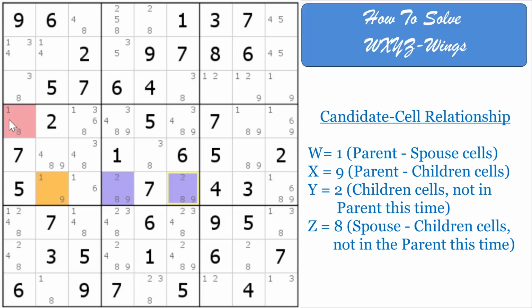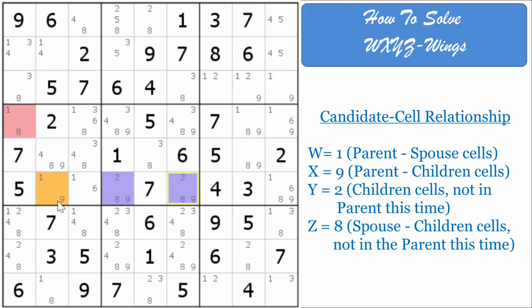Does the spouse contain that W candidate? So the W candidate only sees the ones between the spouse and the parent? Yep, it's not contained over there. Great. And is the other candidate the restricted candidate? So this is an 8. Doesn't see these 8s, so that's a restricted candidate.